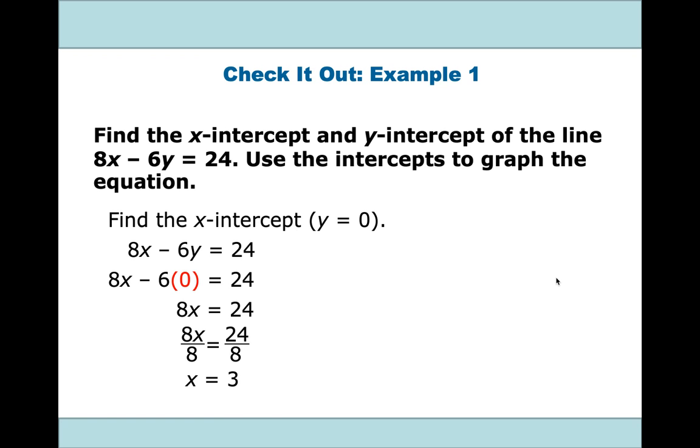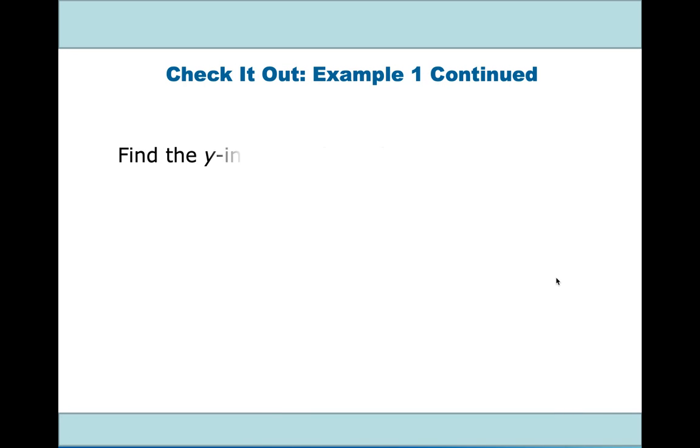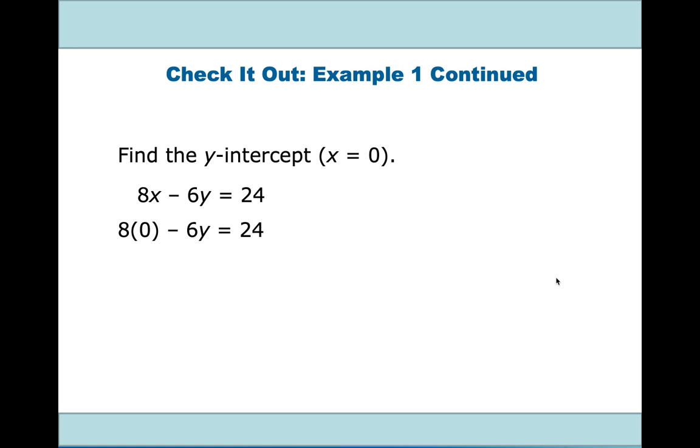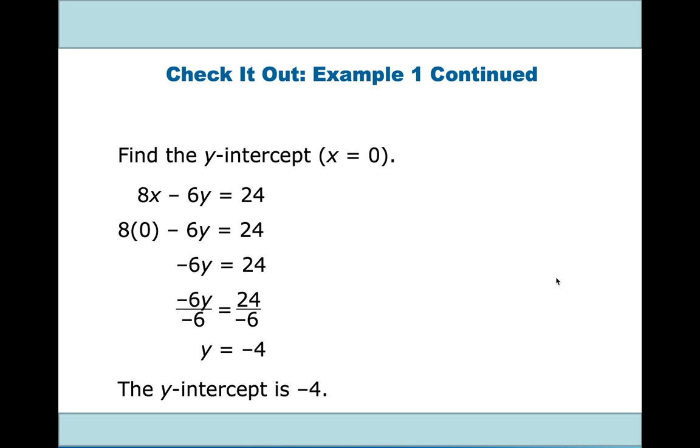That would give us x equals 3, so your x-intercept is 3. Again, we can do the same thing for the y by plugging in x equals 0. Plug in the 0 for your x here. That would look like this. This is currently a 2-step equation. We can get that down to a 1-step, divide both sides by negative 6, which gives us y equals negative 4. So your y-intercept is negative 4.